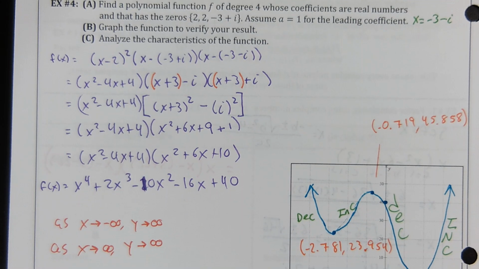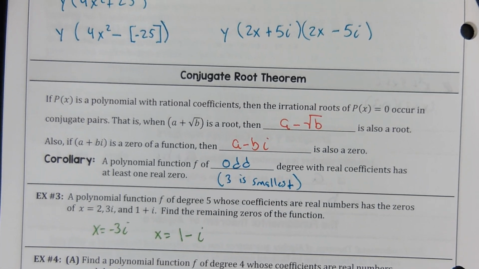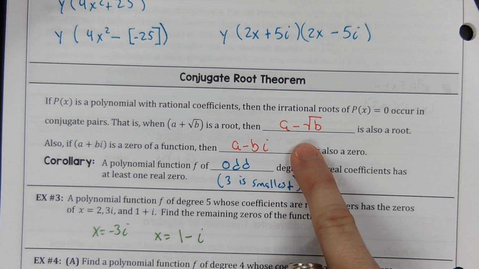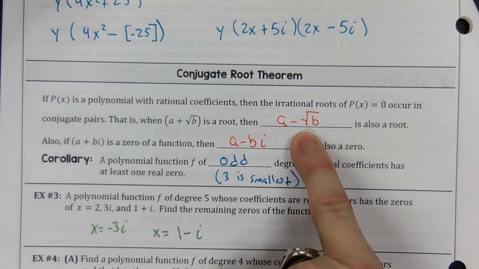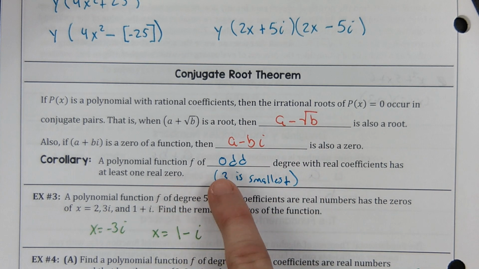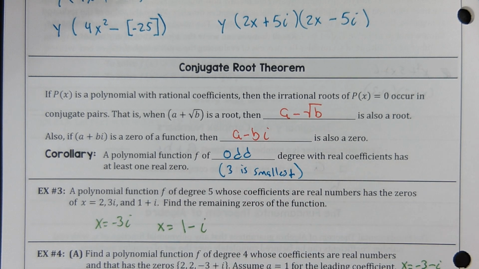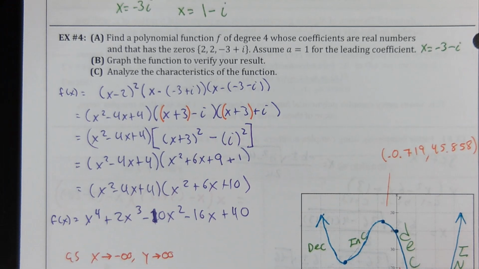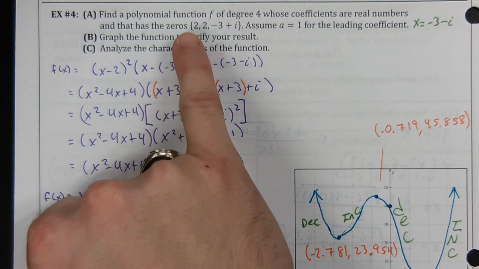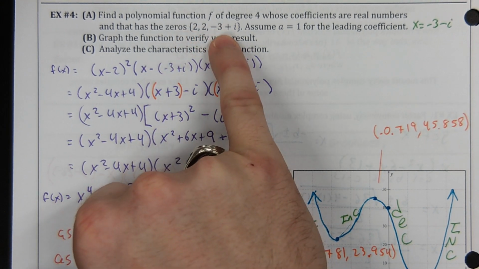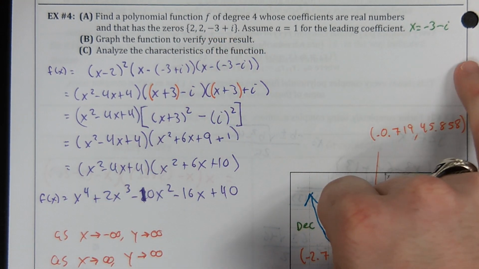Recap of part A. What did we do yesterday? Yesterday, we relearned, because this is not new knowledge, that complex solutions always come in conjugate pairs, as well as irrational solutions always come in conjugate pairs. We said any polynomial of odd degree will have at least one real zero, where 3 is the smallest odd degree. And at the very end, we took the solutions of 2, 2, and negative 3 plus 1, knowing that means negative 3 minus 1 is also a solution.